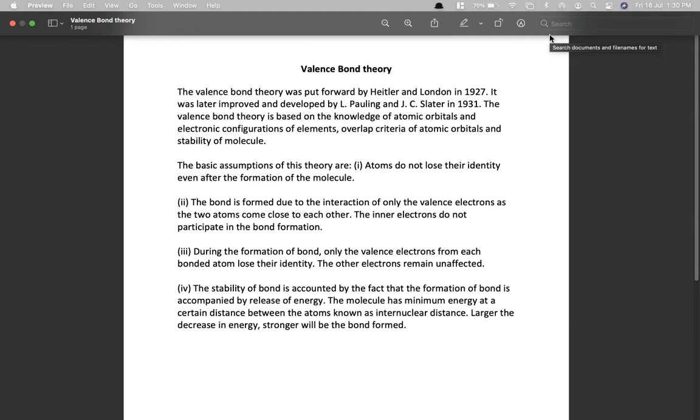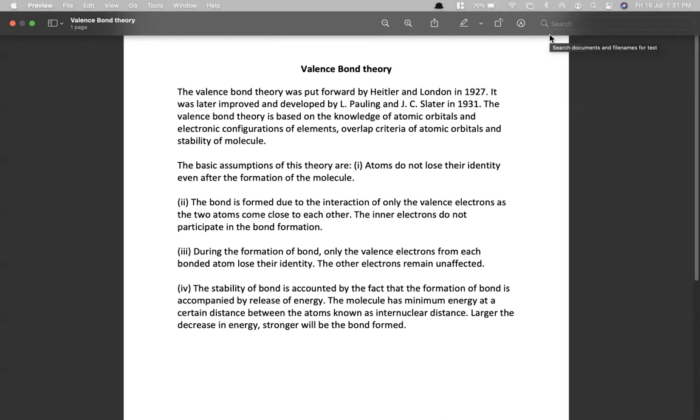During the formation of a bond, only the valence electrons from each bonded atom lose their identity. Only the valence electrons, the electrons which take part in the bond formation, lose their identity. Other electrons remain unaffected.